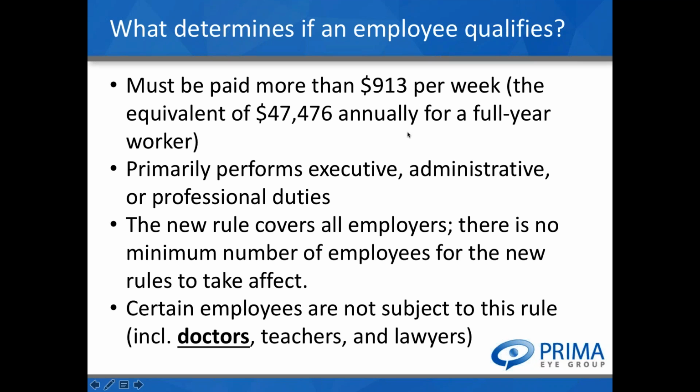And they also must be paid more than $913 a week, and this is the new threshold, which is the equivalent of $47,476 annually for a full-year worker. So basically, they would need to be paid at this level or more to be exempt from having to pay them overtime. And again, these are people that primarily perform executive, administrative, or professional duties.